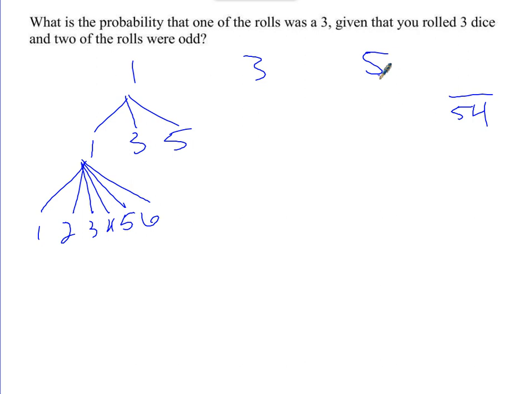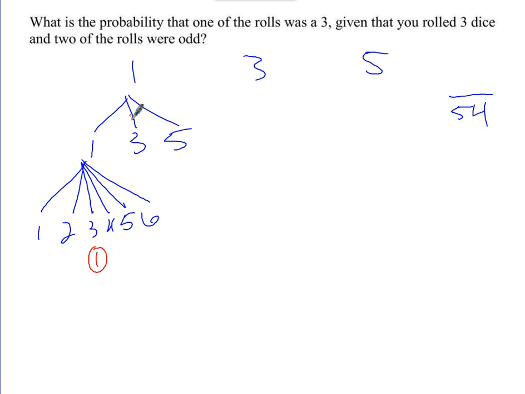Okay, now, what is the probability that one of the rolls was a 3, given that you rolled 3 dice and 2 of the rolls were odd? We set up the tree with the given that thing. Now we got to worry about the number of wins that we have. So we want one of them to be a 3. Well, if I follow this branch, how many wins do I have? There's 1 here. That 3 right there is a win.